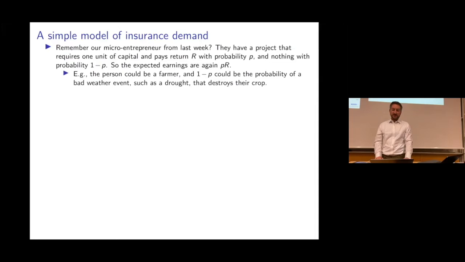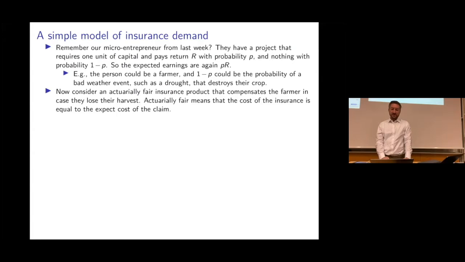So let's say, for example, that this person is a farmer, then 1 minus P could be the probability that there's a bad weather event, that there's a drought, for example, that destroys their crop. And we'll say it destroys their crop entirely. So now think about offering this person an actuarially fair insurance product that compensates them entirely when they lose their harvest. What does actuarially fair mean? It means that the cost of the insurance premium is exactly equal to the expected cost of the claim. So the insurance company makes no profit. It's a competitive market. They just charge you the premium that corresponds to what they expect to have to pay out to you on average over many years or over many insurance takers in terms of payouts because your crop fails.